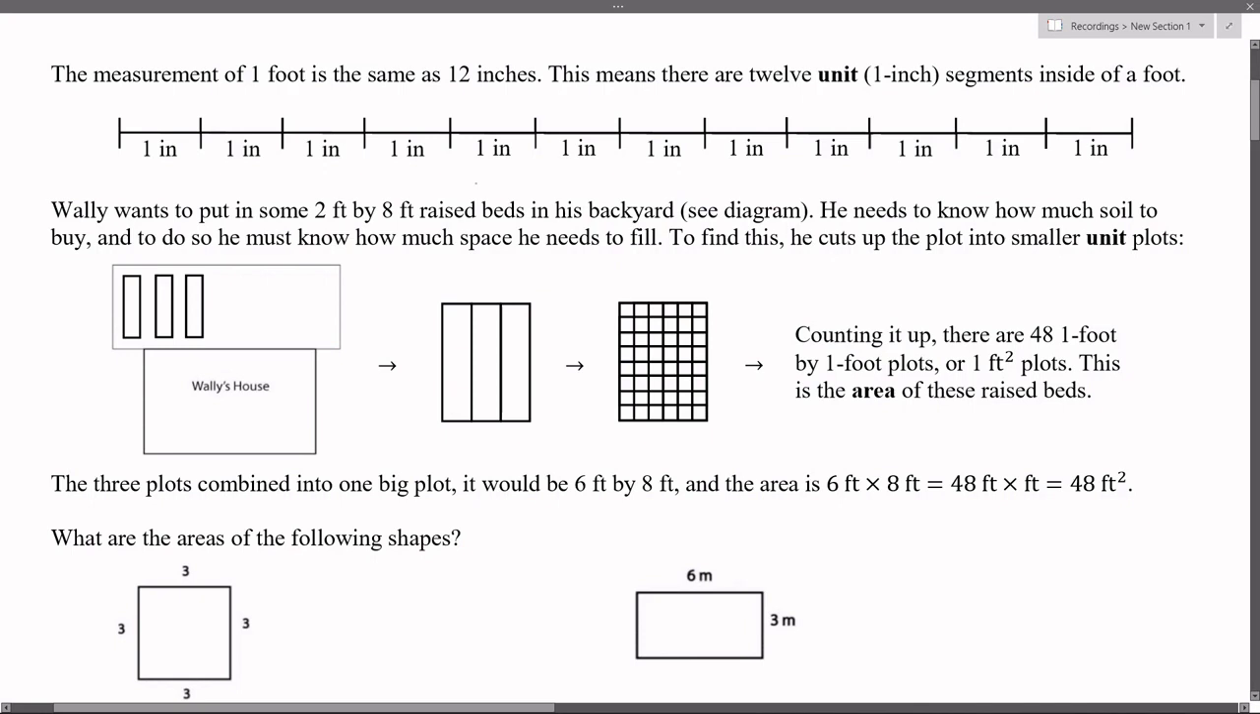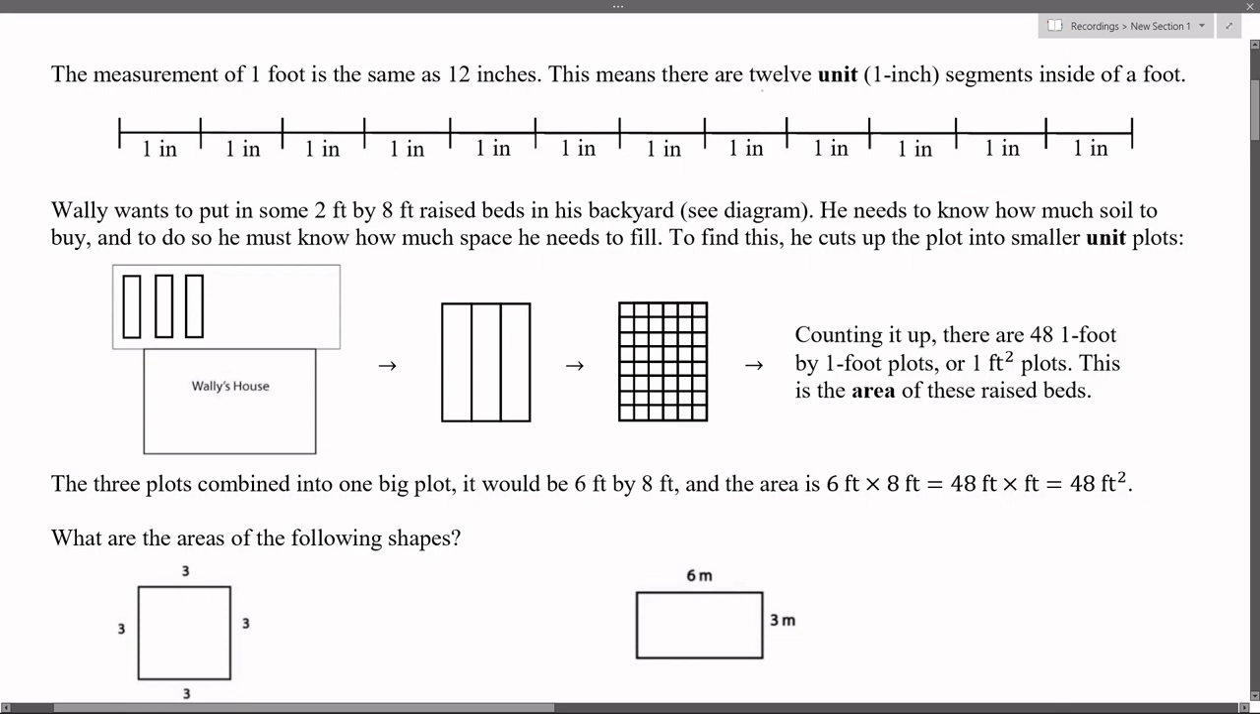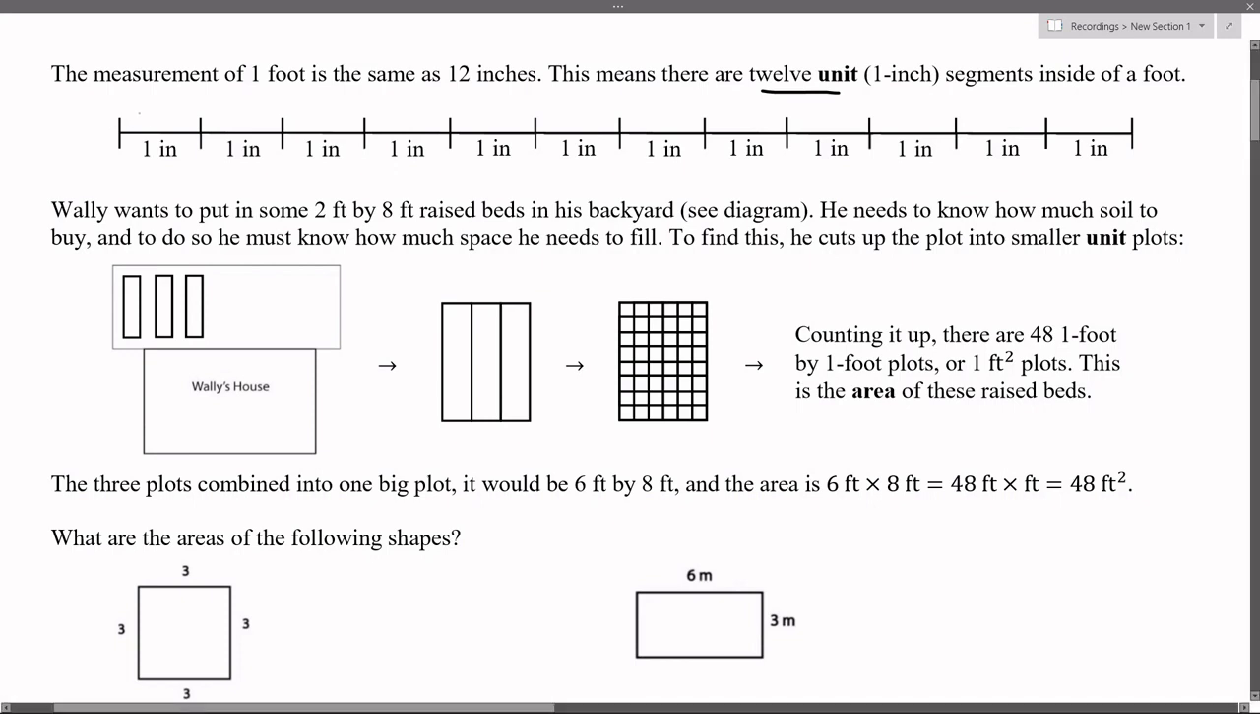The measurement of 1 foot is the same as 12 inches. This means there are 12 unit or 1-inch segments inside of a foot. As you can see here, I have a foot length represented, and then each of the 12 1-inch segments cut up into there. And this is going to be important for when we talk about area.